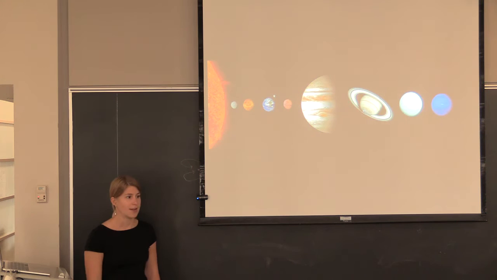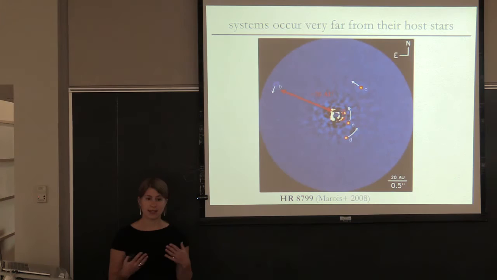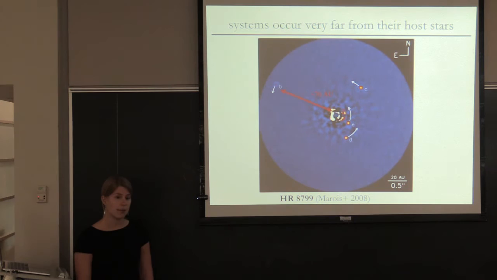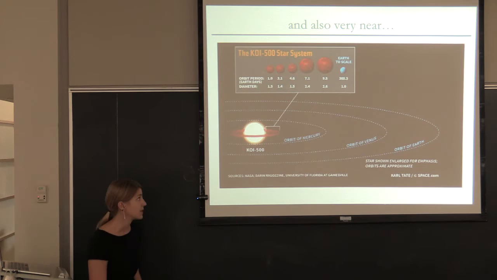So one of the first things that we've learned is that exoplanet systems can be extremely diverse. Unlike the solar system, we also see planets that occur on very, very large scales, like HR8799, which has four many Jupiter mass planets, all orbiting at distances of many tens of AU. We know that systems can also occur very, very near their host star. One very striking example is the KOI-500 system, which has five planets. They're all larger than Earth, and they all have orbital periods less than 10 days. So they're really packed in there.